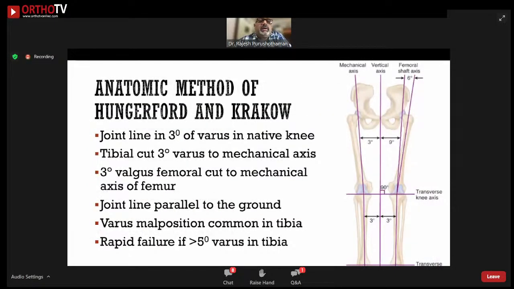Hungerford method, in the normal knee, if you look at the joint line, it is about 3 degree varus. So in this method, the tibial cut also will be taken in 3 degree varus so that we can restore the normal anatomical alignment of the native knee. And the distal femur also will be cut in 3 degree valgus. So overall, the joint line will be parallel to the ground. But the main problem is if you over-resect the tibia, it may lead to varus malposition. And this can lead to rapid failure if the varus is more than 5 degrees in the tibia.